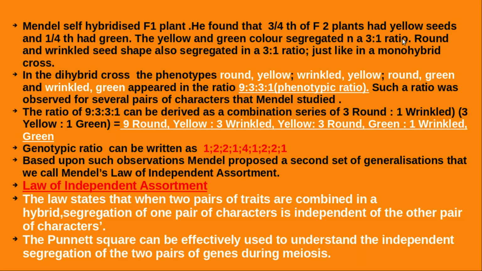Round and wrinkled seed shape also segregate in a 3:1 ratio, just like in the monohybrid cross.